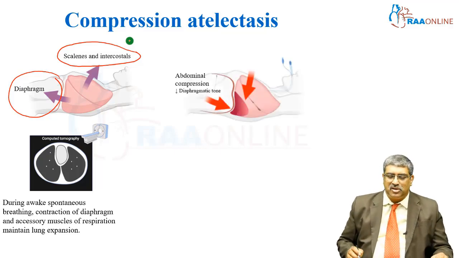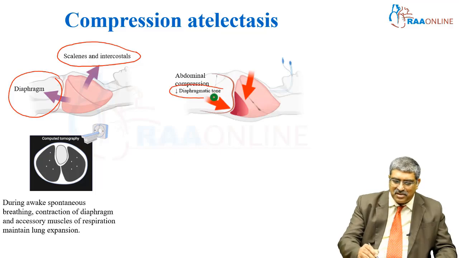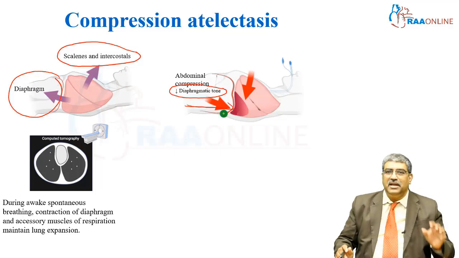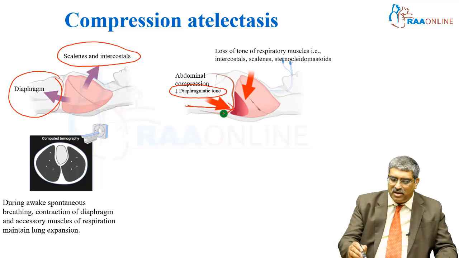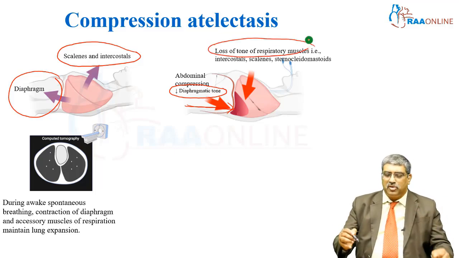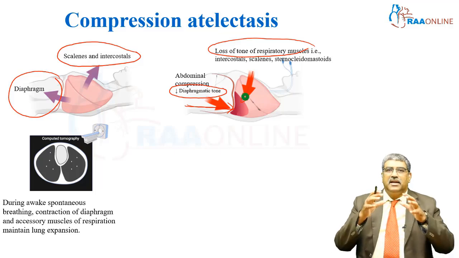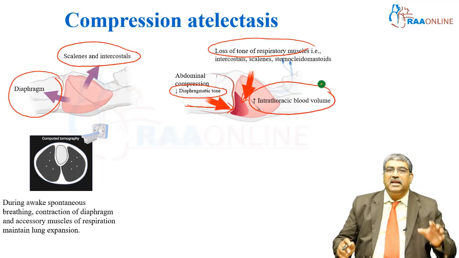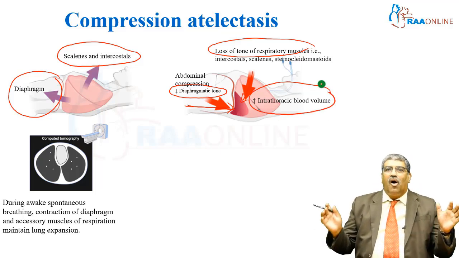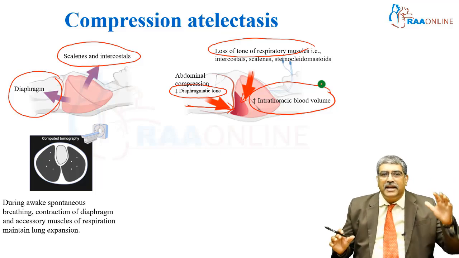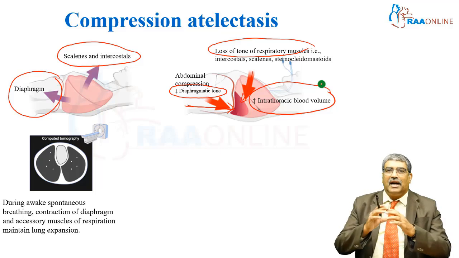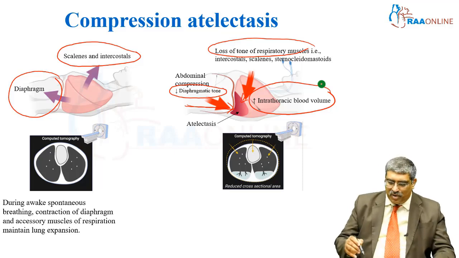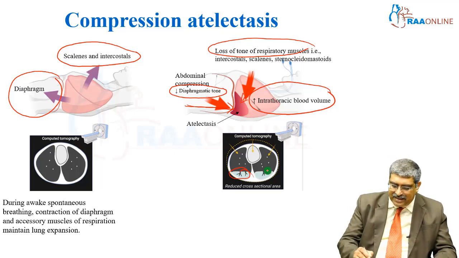But with anesthesia, what is going to happen? You are paralyzing the muscle. There is decreased diaphragmatic tone, thereby the abdominal content compresses the lung. And with the accessory muscles, there is loss of tone. This also pushes the lung inside the thoracic cavity, and with positive pressure ventilation there is going to be increased intrathoracic blood volume. All this increased intrathoracic blood volume, decreased diaphragmatic tone and the loss of accessory muscle respiratory tone will cause the expansion of the lung to come down, and there is basal atelectasis.